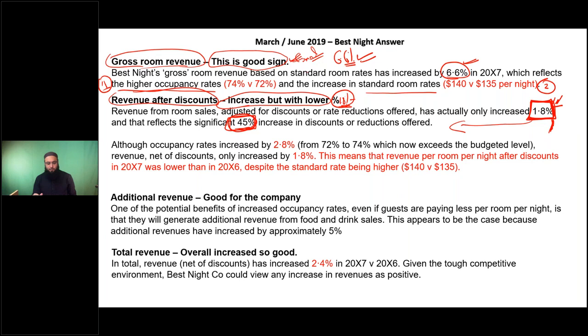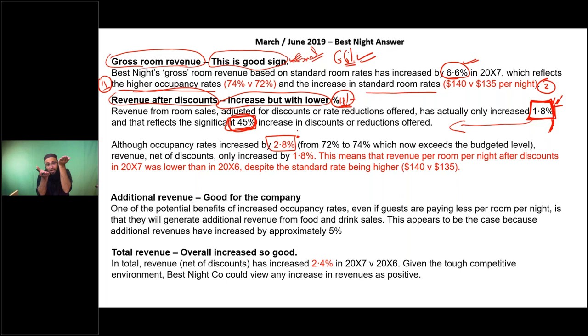I can see the mistake right now in the comment box. Listen. Price is not the reason. You know why? Because occupancy rates increased by 2.8%. Remember, we worked out that percentage. This means occupancy rate increased more than the 1.8% increase in the revenue after discount. So this makes it very clear that it is the increase in volume and occupancy which resulted in the 1.8% increase in the revenue, because the other factor, which is price, didn't have any impact on the increase in revenue.